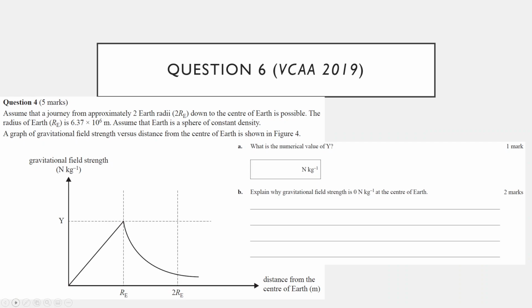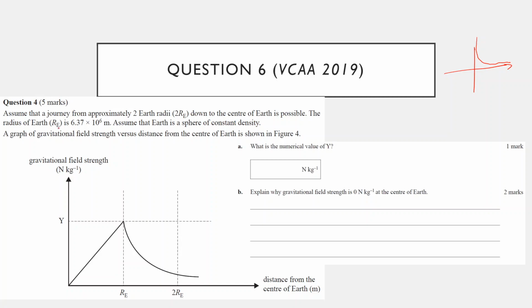So this is what I was talking about, the graph of field strength versus distance. Now for those of you who do methods, you might recognize the graph of 1 on r squared looks something like that. So the further away that you go, the weaker your field strength gets, and it gets weaker by 1 on r squared, or 1 on distance squared. And that's what this portion of the graph is saying here. All right. But you've also got this other straight line portion. Let's just read the question and see what's going on. Assume that a journey from approximately 2 Earth radii, or 2 RE, down to the center of Earth is possible.